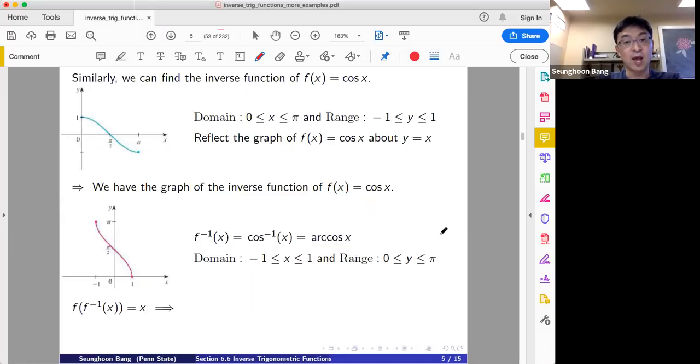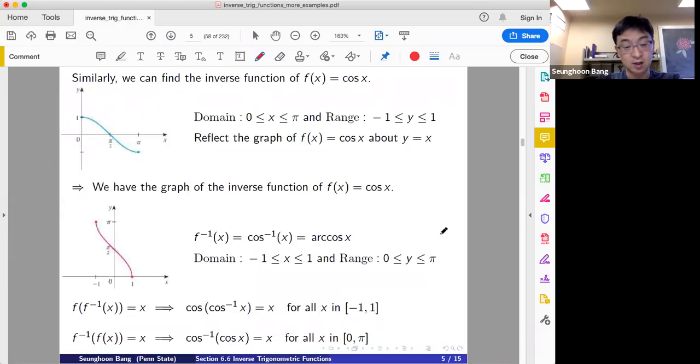Similarly, we have cancellation equations. Cosine of inverse cosine of x equals x for all x in the domain of the inverse function, minus 1 to 1. And the inverse cosine of cosine of x equals x for all x in the domain of the cosine function. We have a similar result. That's right.